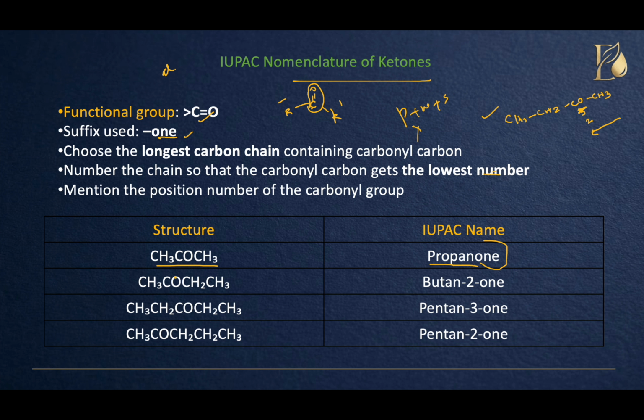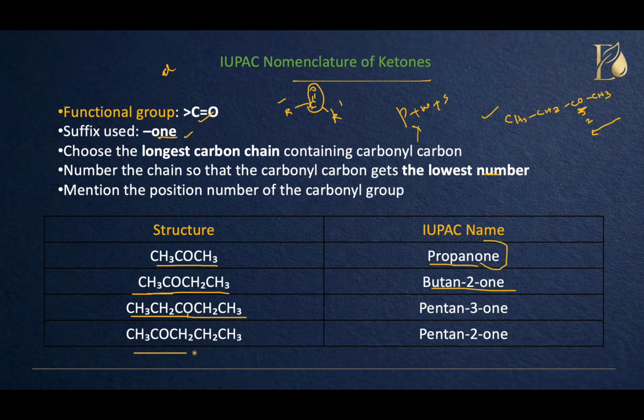Now look at this: 1, 2, 3, 4 carbon atoms. So this is butanone. But we have to mention the position of the carbonyl group, because here we didn't mention it since the two R groups attached to the carbonyl carbon are CH3 groups. But in this case there are multiple possibilities, because the carbonyl carbon can be at this position or this position. Here the carbonyl carbon is at the second position, so we have to write butan-2-one. And look at this: this is pentan-3-one.